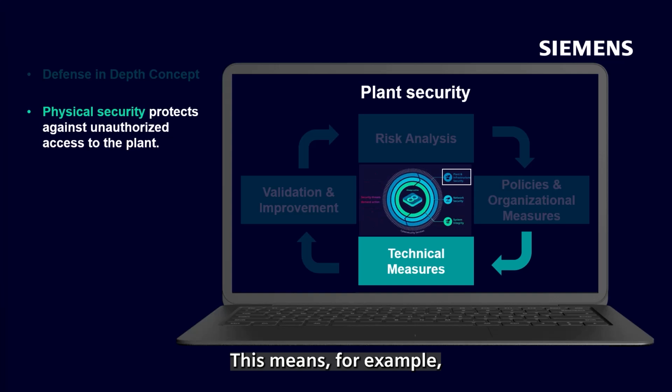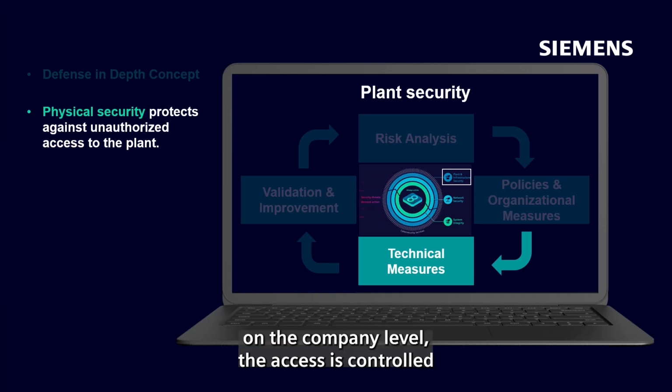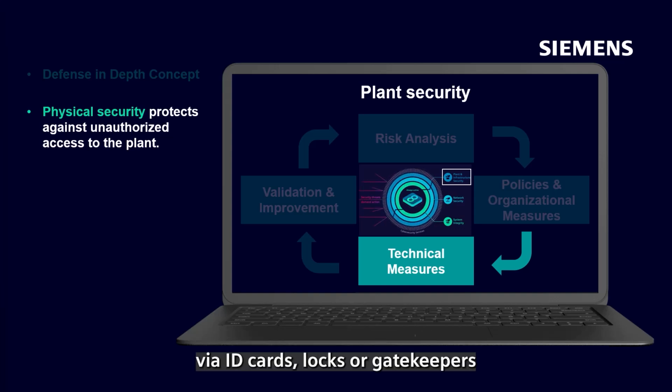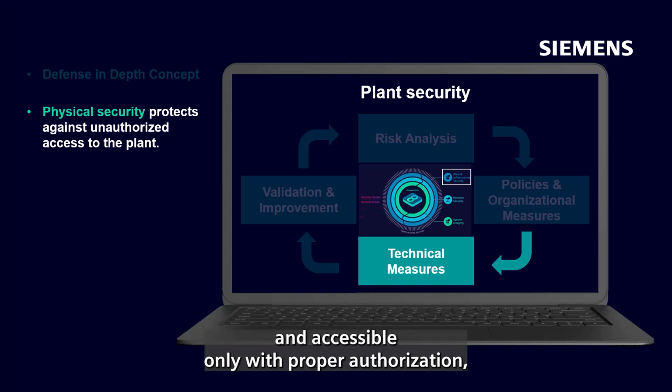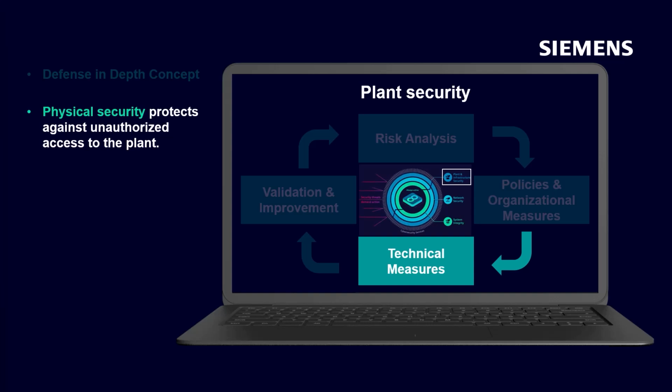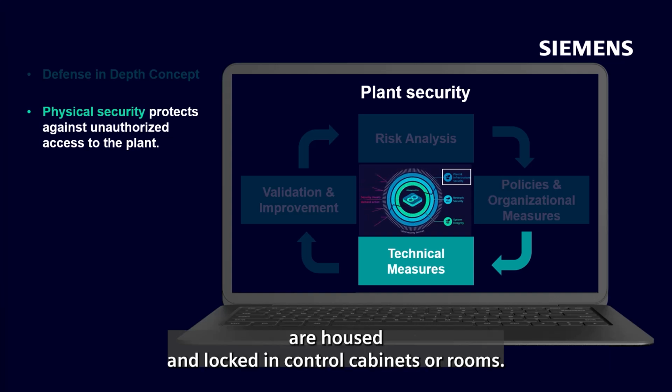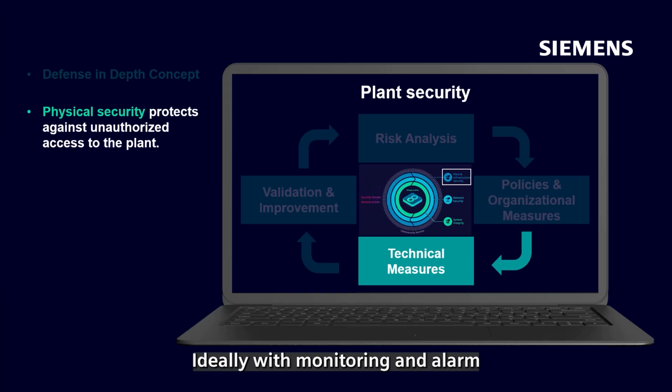This means, for example, on the company level, access is controlled via ID cards, logs, or gatekeepers, and visitors are always accompanied. And within the production area, areas are physically separated and accessible only with proper authorization. And critical components are housed and locked in control cabinets or rooms, ideally with monitoring and alarm systems.